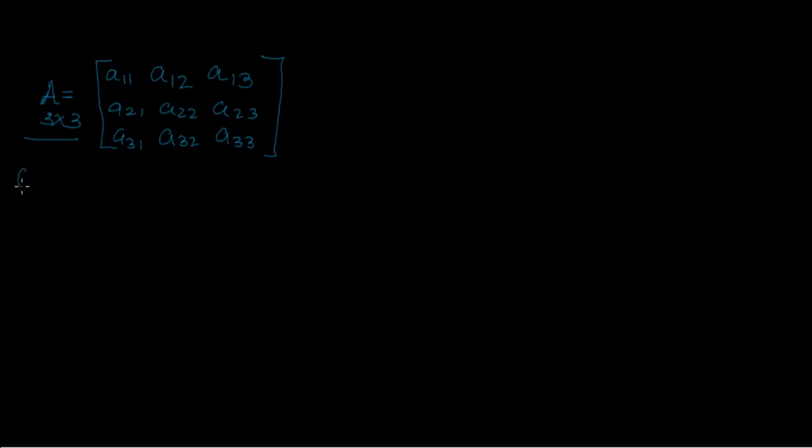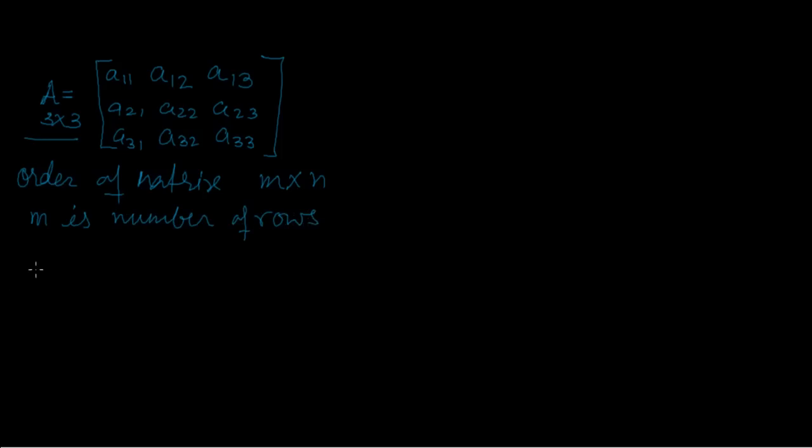Here the order of the matrix is M by N. M is the number of rows, and N is the number of columns. So first we have to write the number of rows, then the number of columns. In this way we could represent the matrix.